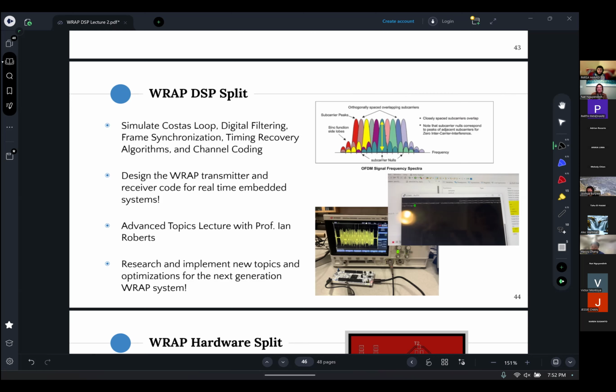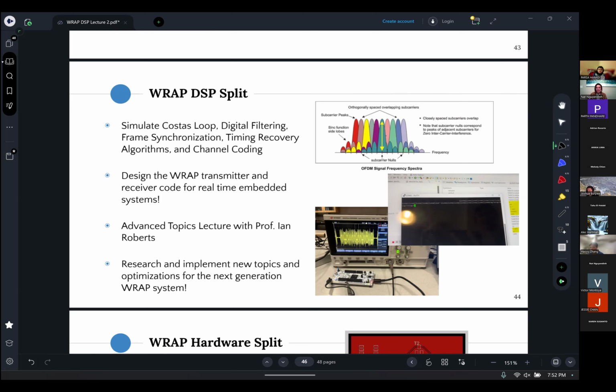For example, last year one of our students was very interested in the topic of channel coding. Last year was the first year that RAP actually worked, so there was a lot of space to make improvements and implement certain features. The student was interested in channel coding, so he actually implemented channel coding onto the RAP system, and now it's used in the RAP system whenever we demo it.